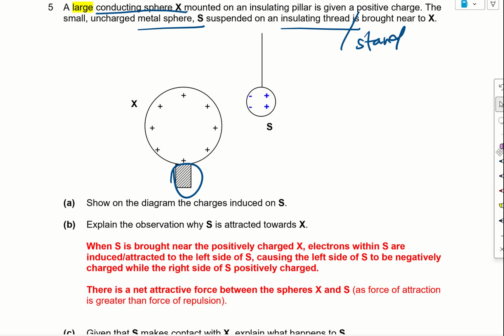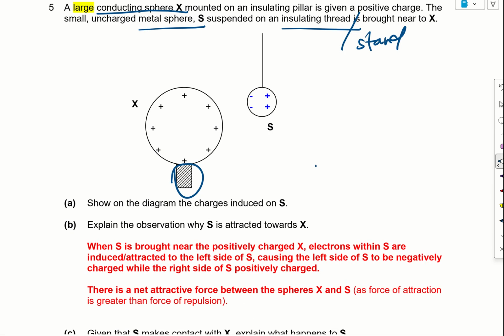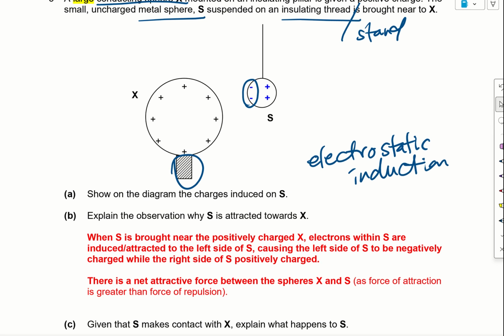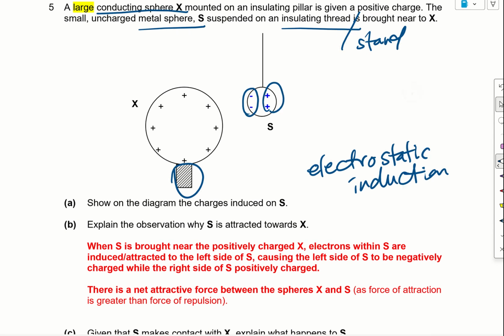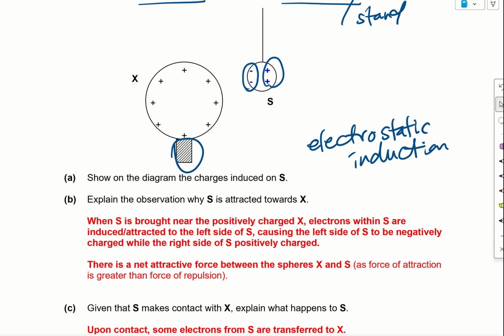Show on the diagram the charges induced on S. Because it is a conductor, we have electrostatic induction. So without even touching, it can induce charges on S. Electrons will be attracted to the left hand side, leaving behind the protons on the right hand side. So this is the concept, but you only need to draw the charges induced on S.